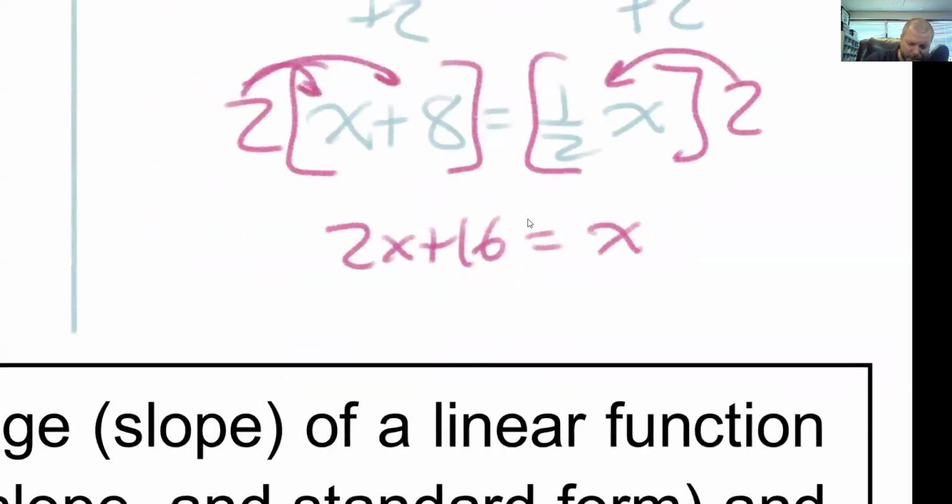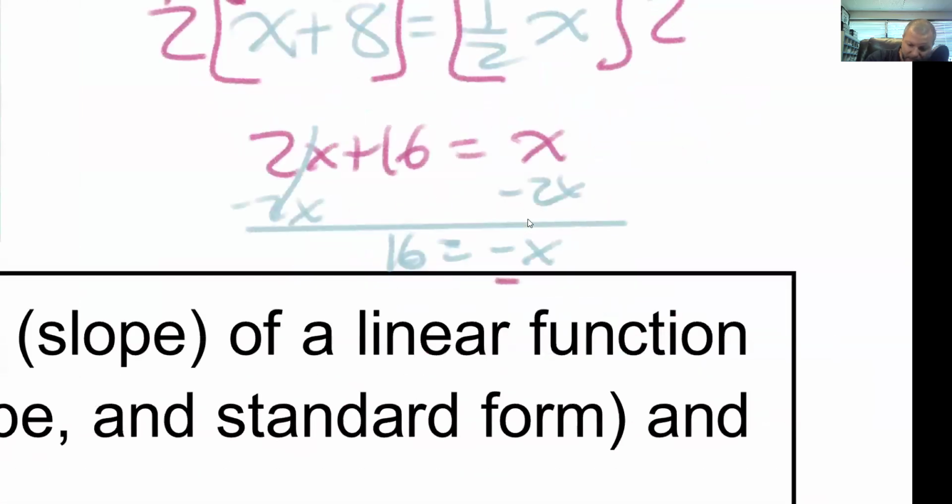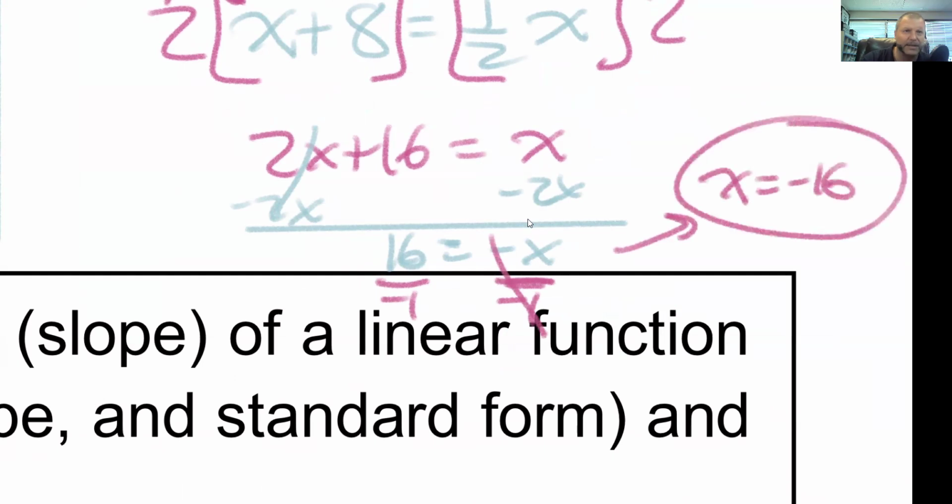Right, so in this situation, you could subtract x if you want to move it over, or actually probably the better way, if we're being honest with each other, just subtract 2x and deal with the negative. So we would end up with 16, x minus 2x, 1 minus 2 is negative x. Divide both sides by -1 or multiply both sides by -1 and clear out those negatives. And we're going to be left with x equals -16.